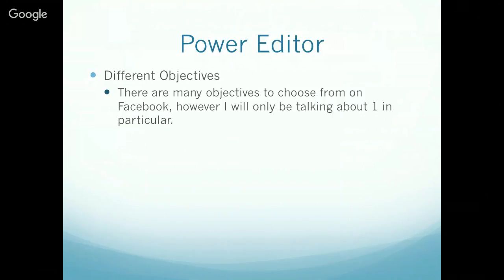So inside of Facebook, there are a lot of different objectives. The objectives are defined at the campaign level. But in order to make this very simple, I'm only going to be talking about one in particular. And the objective is local awareness. Now I'm going to show you a demo of Power Editor. If you have questions while I'm demoing the Power Editor, feel free to let me know.